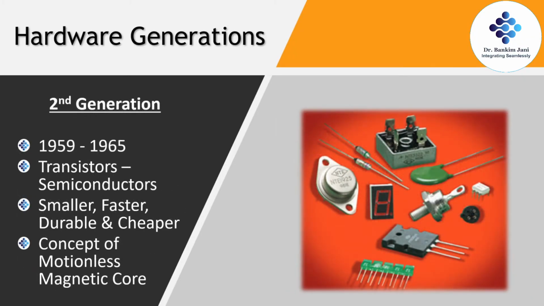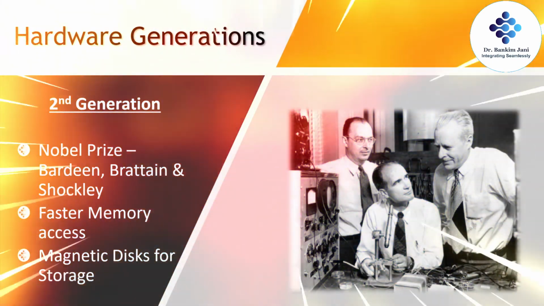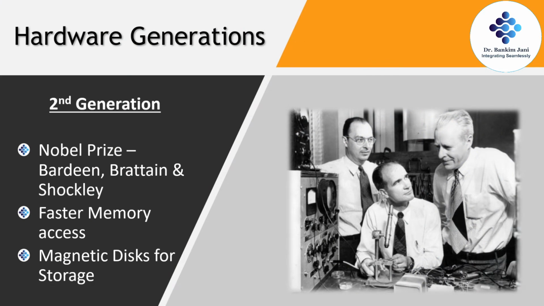Second generation, 1959 to 1965. Electronic components, transistors, arrived. These transistors were smaller, faster, durable and much cheaper. Bardeen, Brattain and Shockley were awarded the Nobel Prize for this. For the first time the concept of motionless magnetic core was given, and this resulted in faster memory access. Magnetic disks were used for storage.